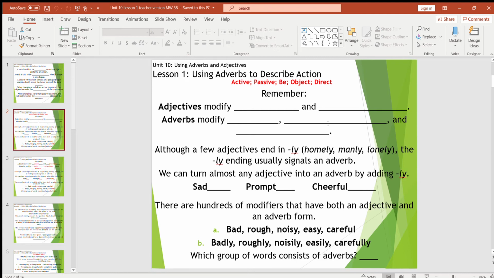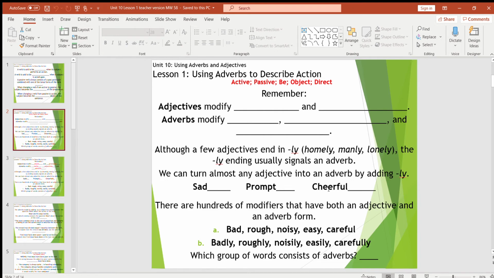So, although a few adjectives end with ly, like homely or manly or lonely, the ly ending usually signals an adverb. Remember, like 95% of the time, ly word means it's an adverb. And we can change almost any adjective into an adverb just by ending ly, right? So the adjective sad can become the adverb sadly. The adjective prompt can become promptly. Cheerful can become cheerfully, right?